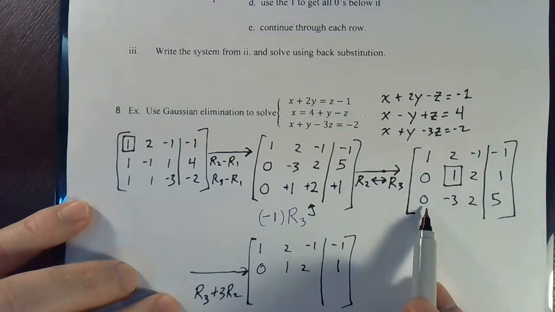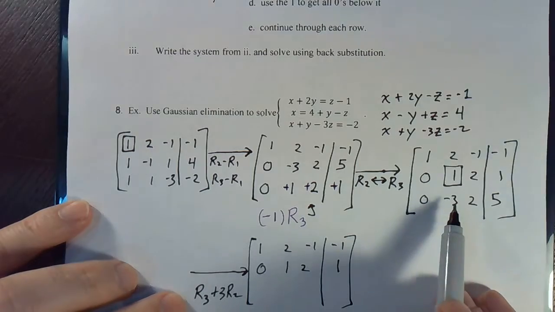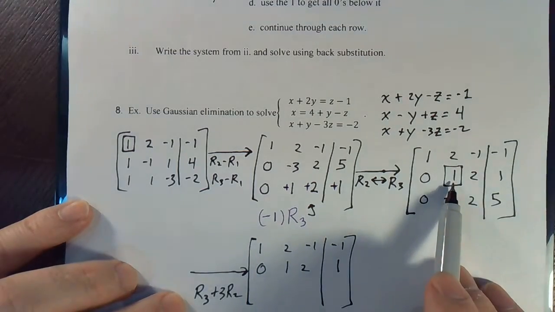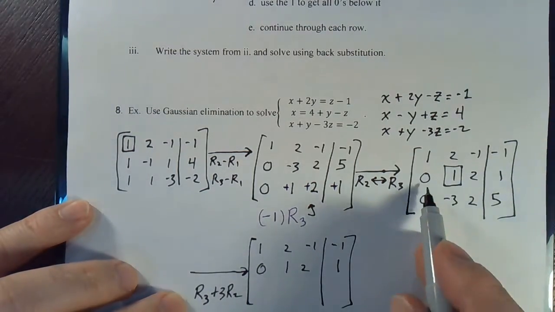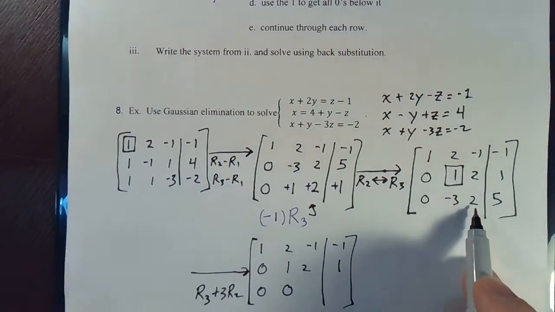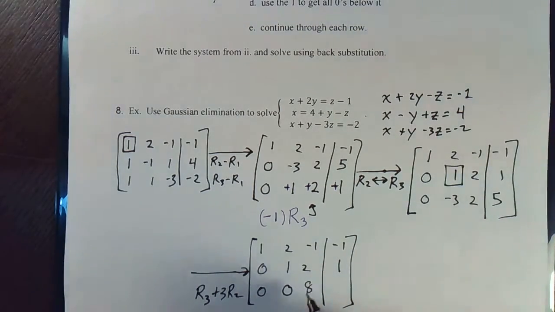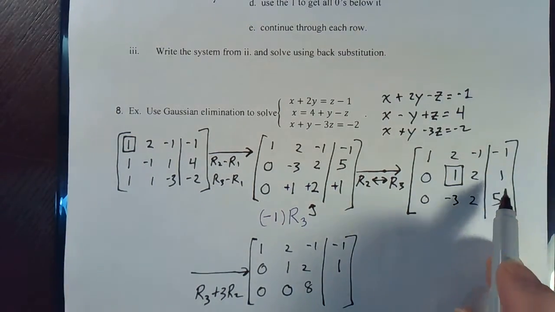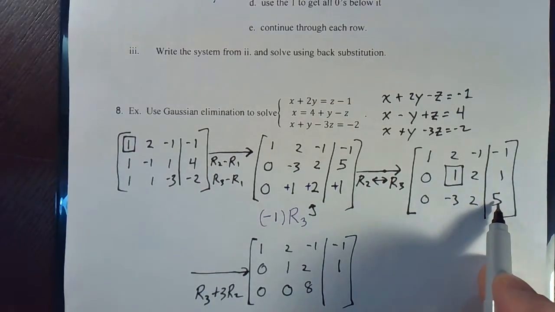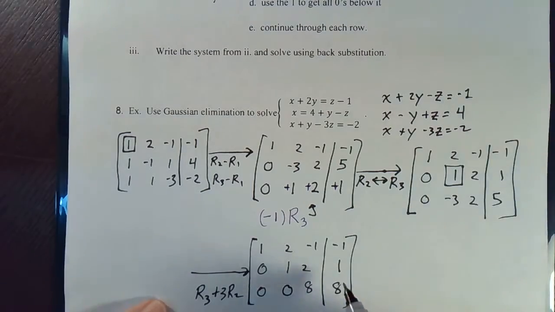Row 3 plus 3 times row 2. So negative 3 plus 3 times 1. Oops, I ignored the 0. 0 plus 0 is 0. And then negative 3 plus 3 times 1 is 0. 2 plus 3 times 2, 2 plus 6. That's 8. 5 plus 3 times 1 is 5 plus 3, which is 8.